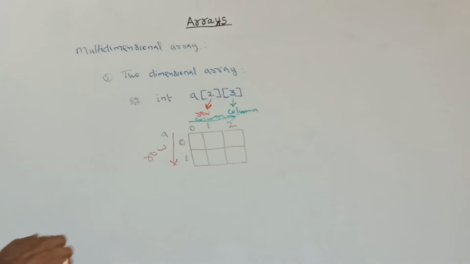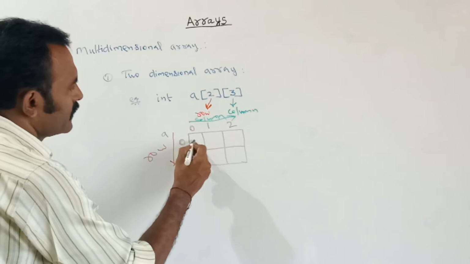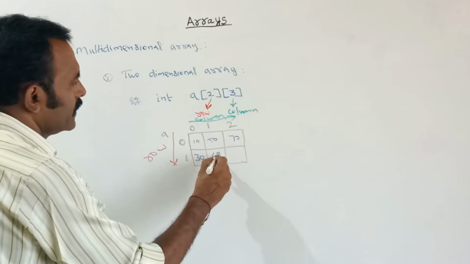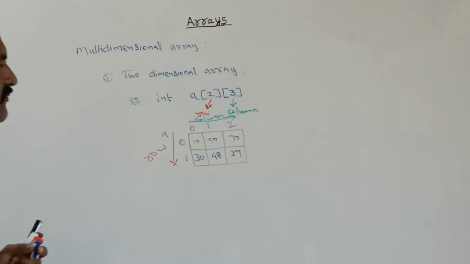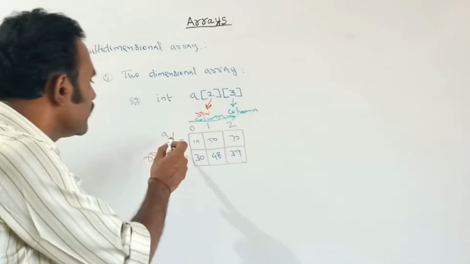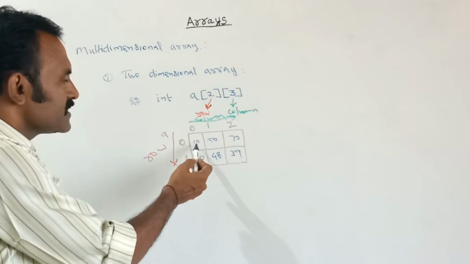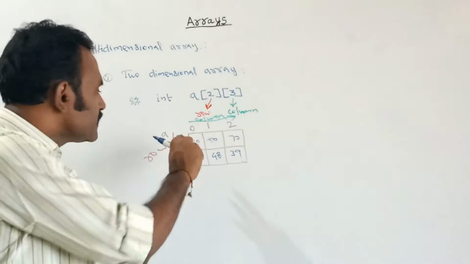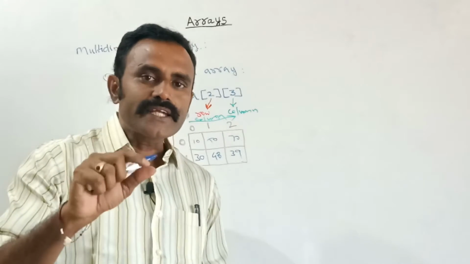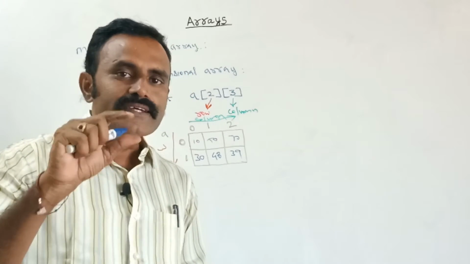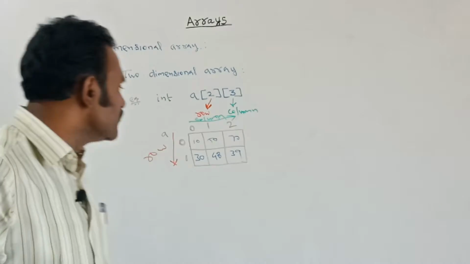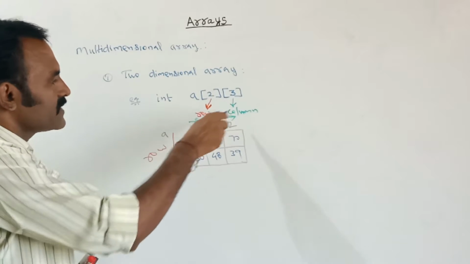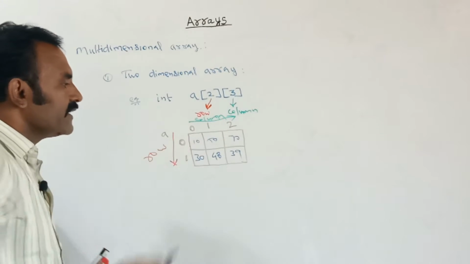See, suppose you are storing the values 10, 50, 70, 30, 48, 39. How many elements are there inside this variable a? It has 6 elements in total, that is 6 integer values. Note this: each element in the two-dimensional array has 2 subscript values. The first subscript value is the row and the second is the column. Here, this 10, where is it located?